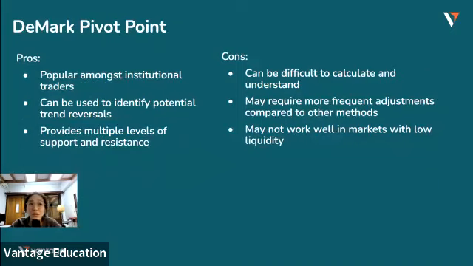So we have the DeMark pivot point. Popular amongst institutional traders. It can be used to identify potential trend reversals, and it also provides multiple levels of support and resistance. Cons: difficult to calculate and understand, may require more frequent adjustments compared to other methods, and it may not work as well in markets with low liquidity.